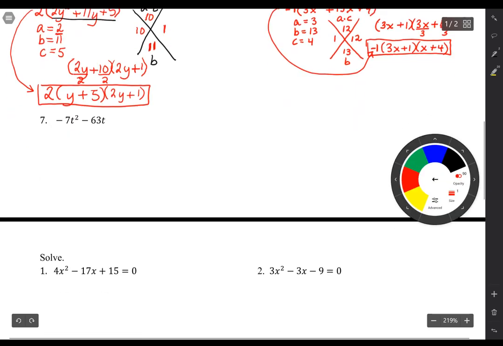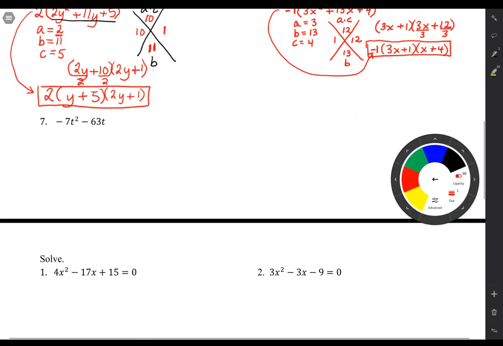And our last one, this one only has 2 terms, so we cannot make an X factor chart. However, step 1 is there a greatest common factor? And if you notice, -7 and -63 are both divisible by -7. And we want to do negative because we don't want the first term to be negative. So you would divide, well, we don't say divide, we're going to factor out a -7.